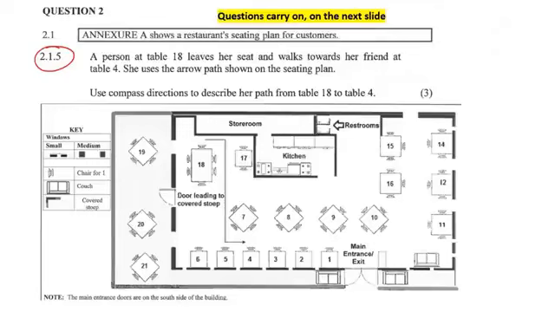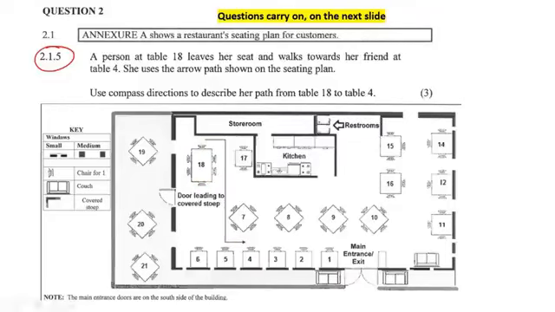So here's the next question. It says a person at table number 18. Okay, where's table 18? It's part of the big family. Maybe they're having a big argument and this person just needs to go get some fresh air, or go sit on the couch. A person at table 18 leaves her seat and walks towards her friend at table number 4. So table number 4 is over here. She uses the arrow path shown on the seating plan. So she gets up, walks down there, and then goes to number 4. Use compass directions to describe her path from table 18 to table 4.